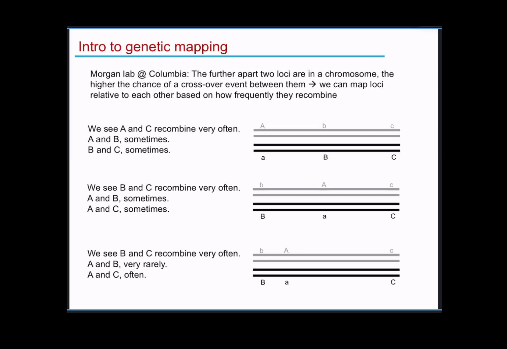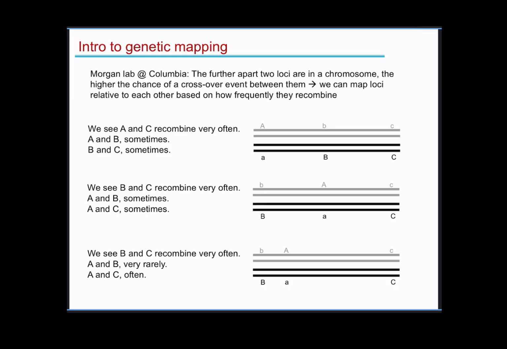So since those days in the Morgan lab at Columbia, this idea exploded, so that now you could map the location of different loci in different species by simply calculating recombination frequencies between alleles from those loci, right? So the idea was we see A and C recombine very often. Why? Because they're very, very far apart. A and B recombine sometimes, B and C recombine sometimes. All of that jives well with these maps that we have here, right?